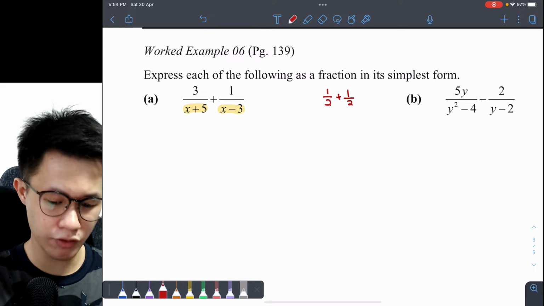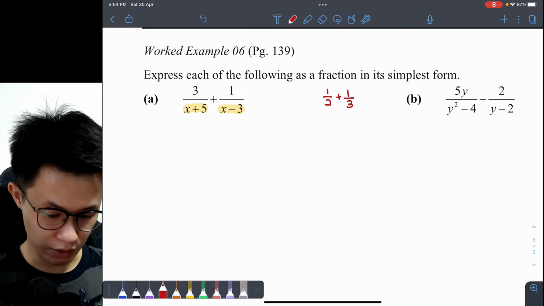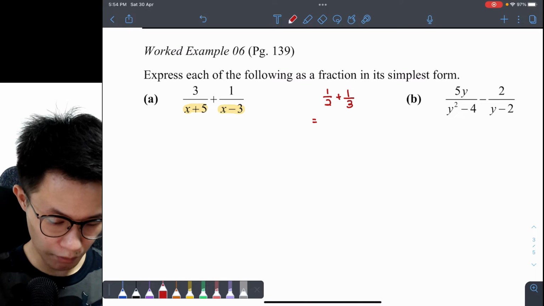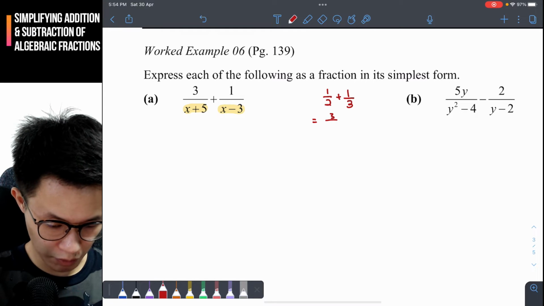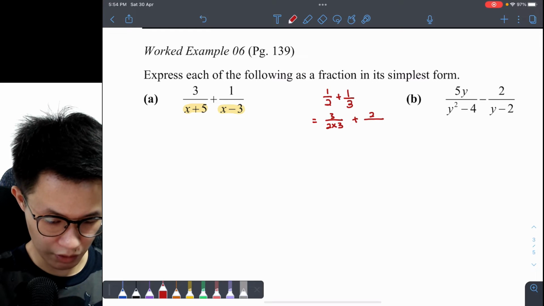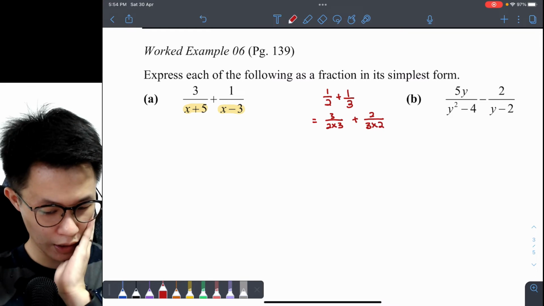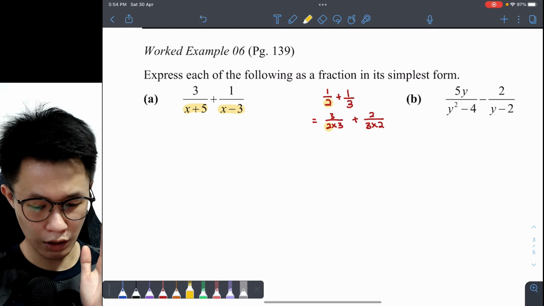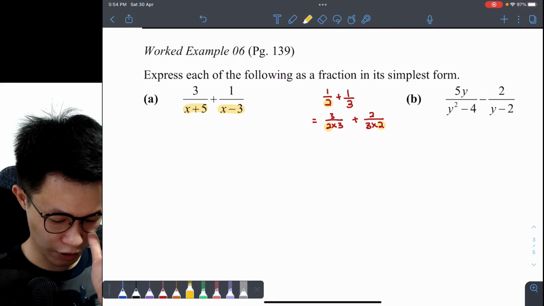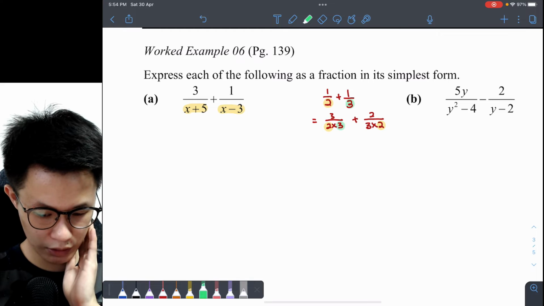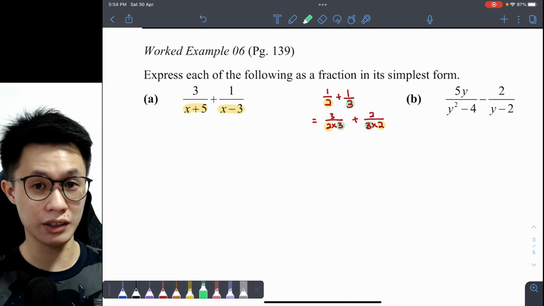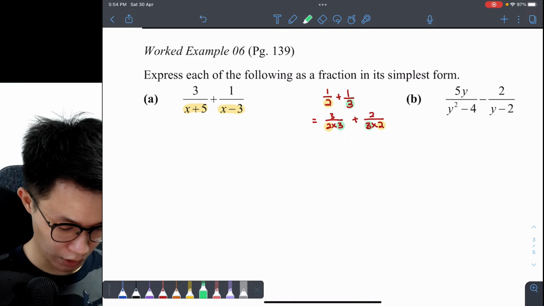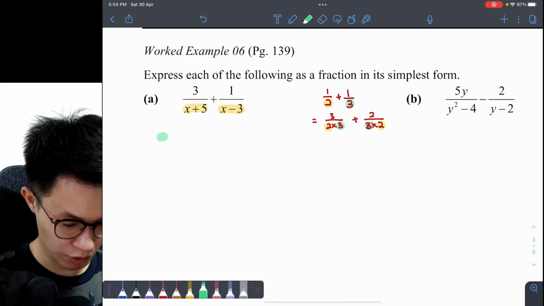If I have 1/2 plus 1/3, what you usually do is multiply 3 to both the numerator and denominator here, and multiply 2 to both the numerator and denominator here. Now in this way, can you see that what I'm doing here is very simple? I am trying to make the denominators the same by multiplying the denominators together. So there is one way for you to address this question.